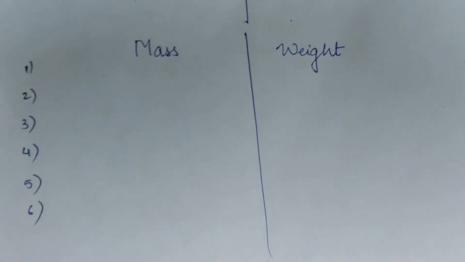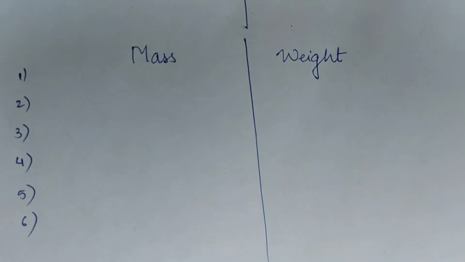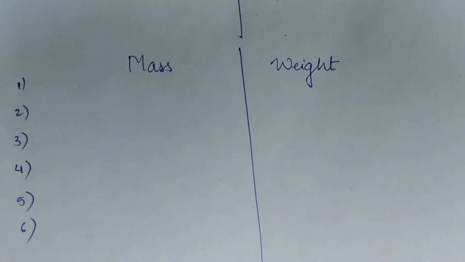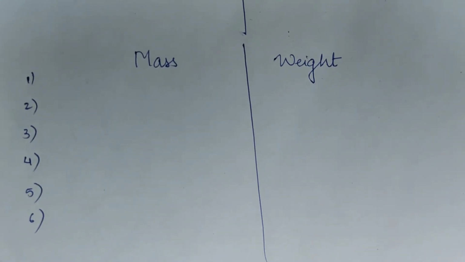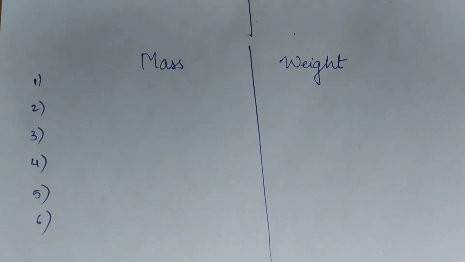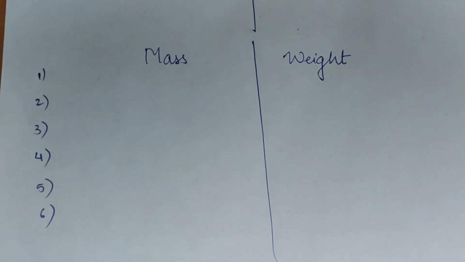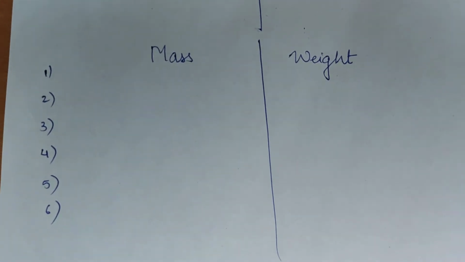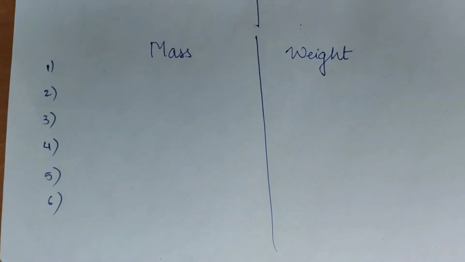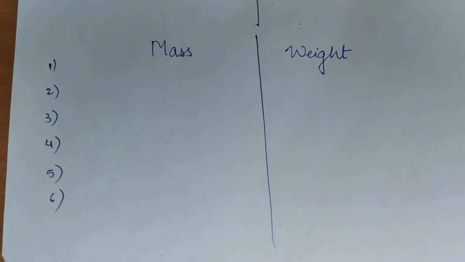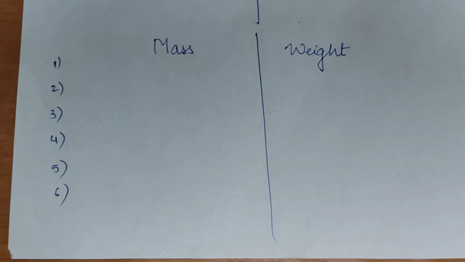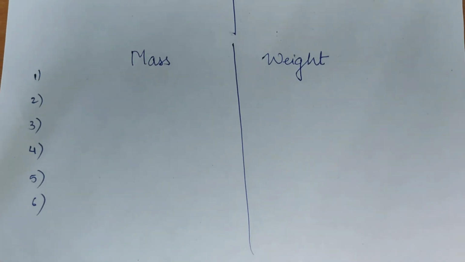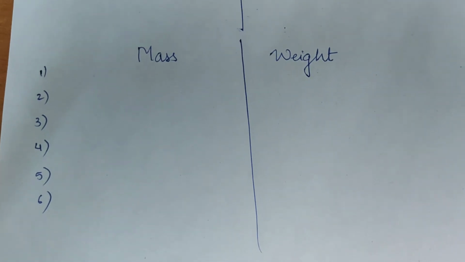Now next is give the differences between mass and weight. So first you can write the definitions. Mass is the amount of matter contained in a body or quantity of matter contained in a body. Weight of a body is the force of gravity acting on a body or force with which the earth attracts a body towards its center. Then you can write mass is a scalar, weight is a vector. And we can write the third point as mass of a body can never be 0, weight of a body can be 0. It is 0 at the center of earth.